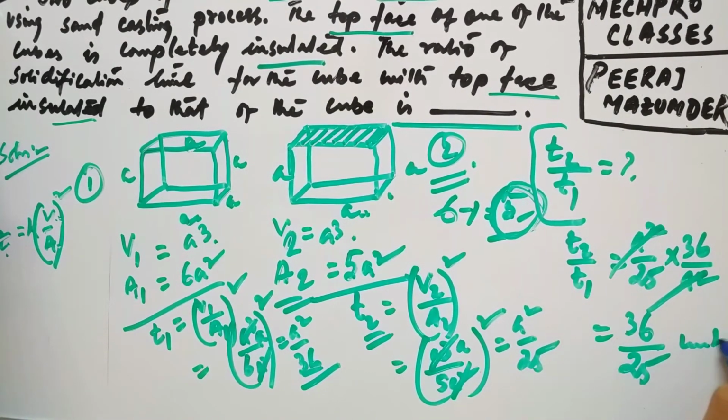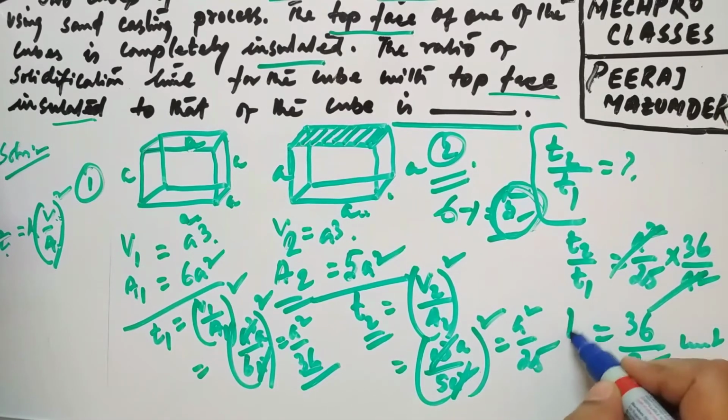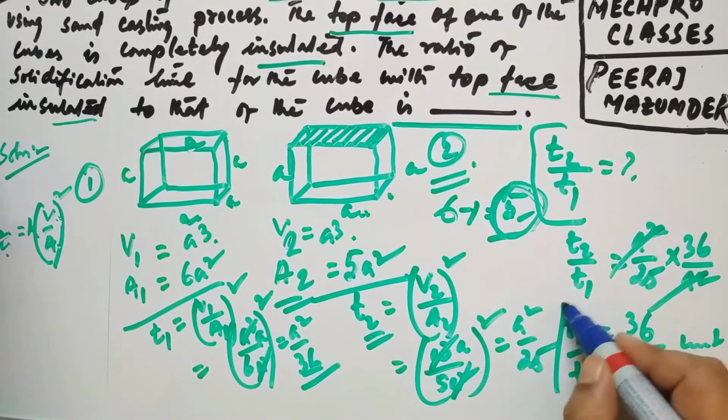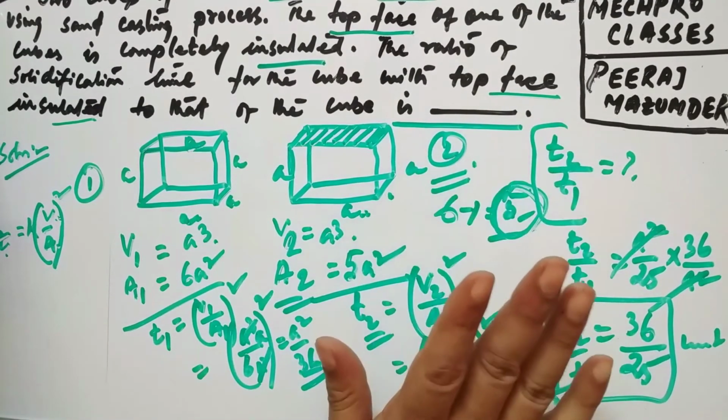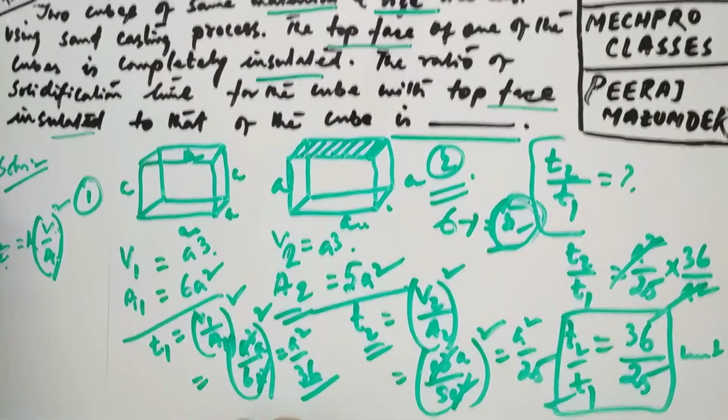Units you can write. Okay. So T2 by T1, the ratio, is 36 by 25 only. So you have to put here 36 by 25 only. So that will be the answer. Okay, the ratio.